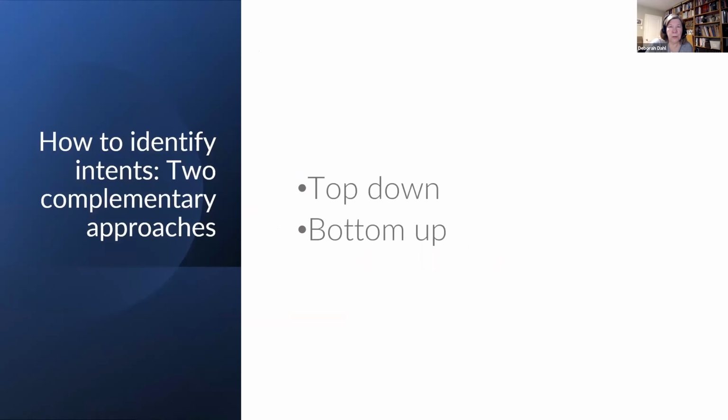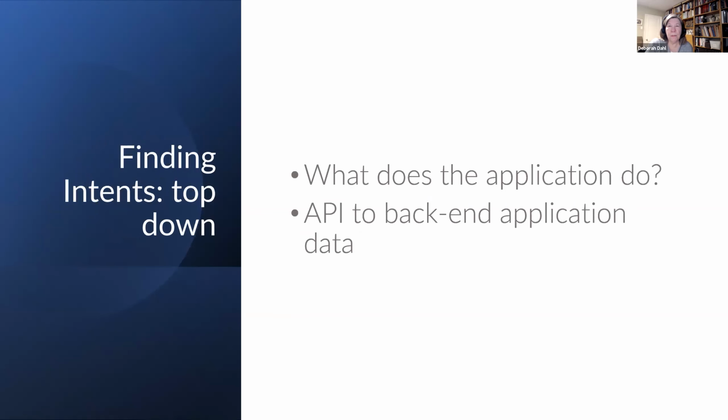We have two strategies that you can use. They both work and they can work together. There's a top-down strategy and there's a bottom-up strategy. So the top-down strategy is you can ask a couple of questions. First of all, you can ask what is the purpose of the overall application? What does it do? And interestingly, sometimes that gives you some good ideas for intents. And then you can also look, if you have an API to a backend application, you can get some ideas for intents from that.